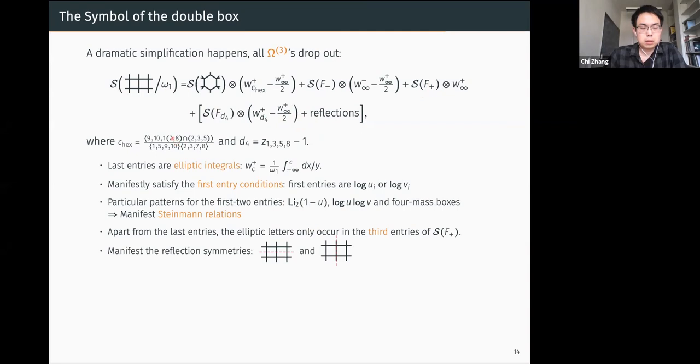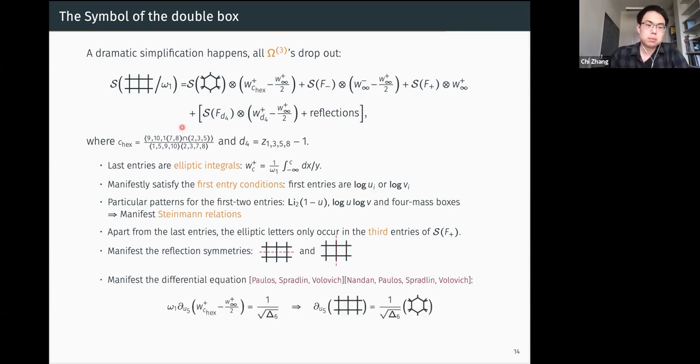And the double box integral has reflection symmetries, and our symbol also manifests this symmetry. The first 3 terms in the first line are individually invariant under both reflections, and the first term in the second line generates a 4-element orbit under both reflections.